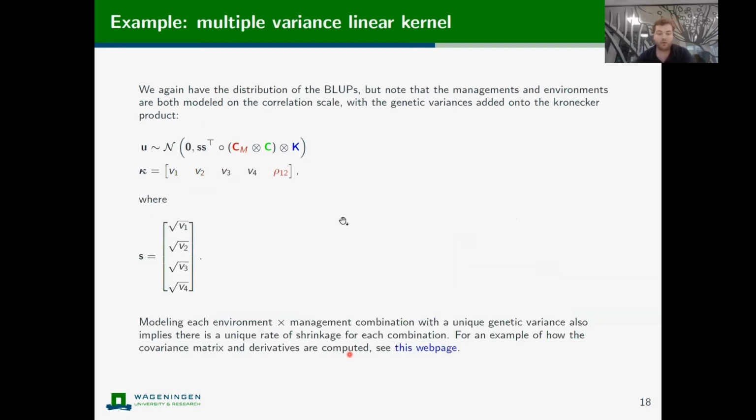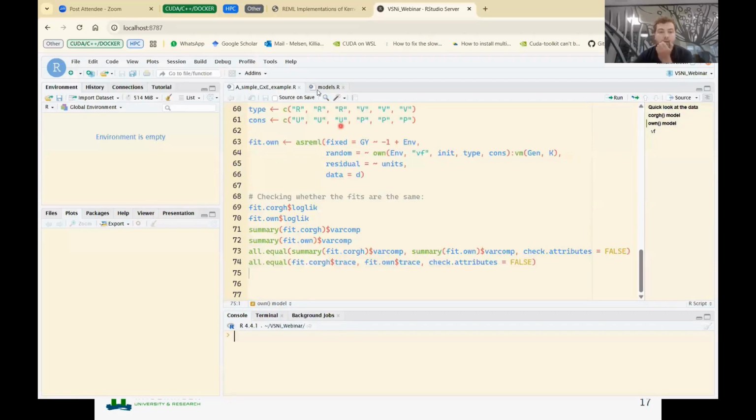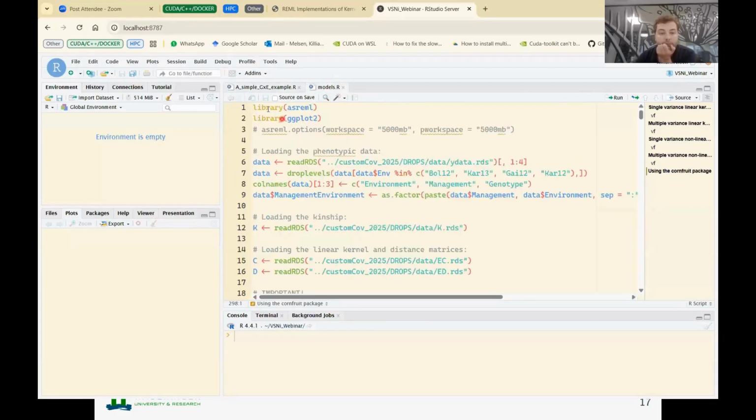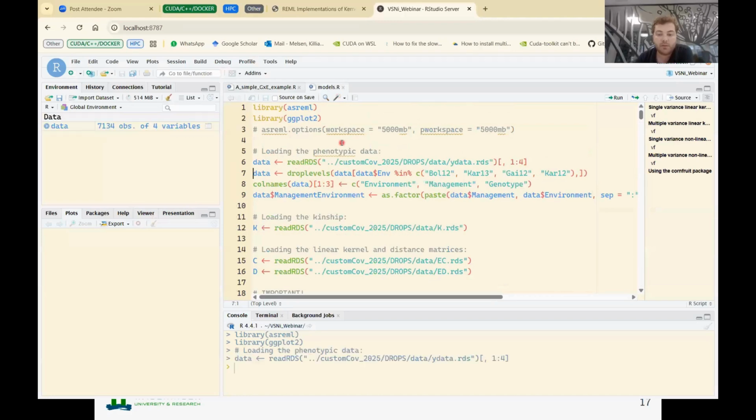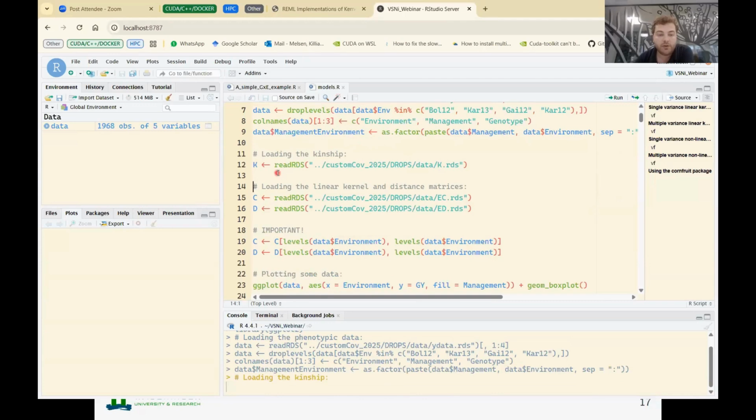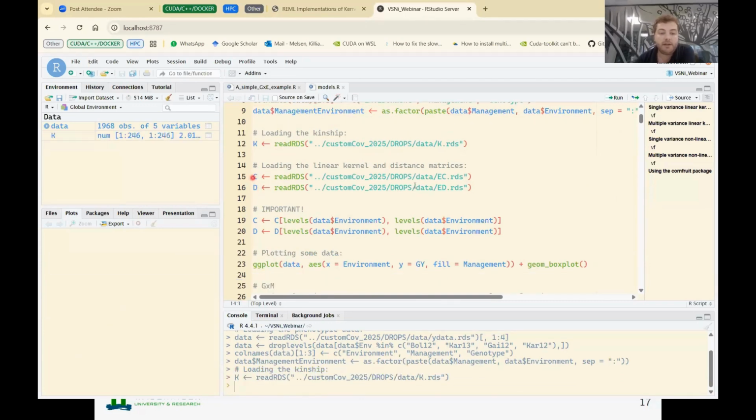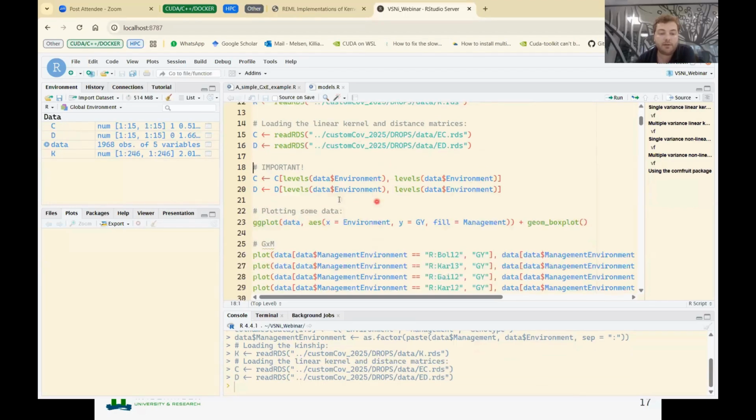So before moving on to the next one, maybe I'll just show that in RStudio again, how you would do that. So, we load in ASReml again. We load ggplot because I want to make a few plots. We'll load in some data, and this is the drops data. I'm just going to make it a little bit smaller. We'll look at 4 environments, make a few extra factors for fitting the models, load in the kinship, and then here we load in the, let's say, linear kernel, and I'll load in the nonlinear kernel as well, but we'll get back to that later.